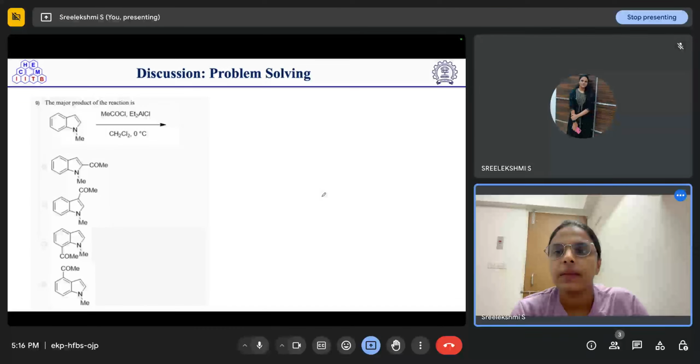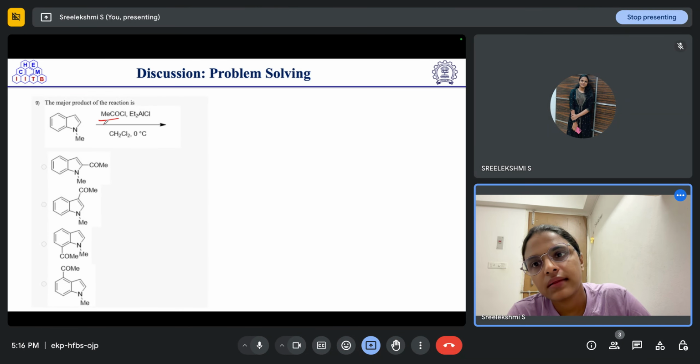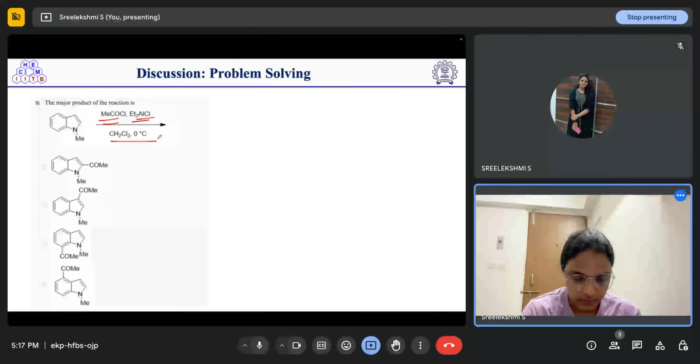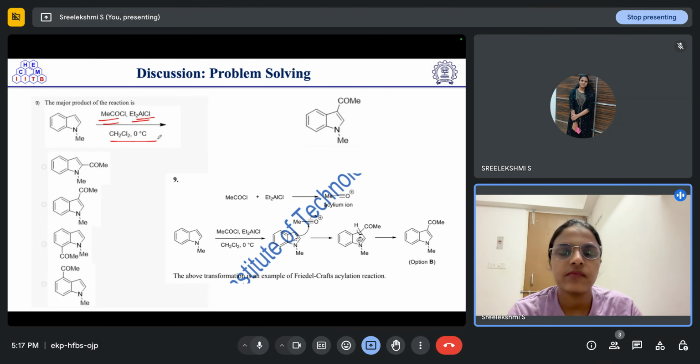Moving to the next question, the major product of the reaction, this particular methyl indole derivative on treatment with this acid chloride and this diethyl aluminum chloride in DCM at 0 degrees Celsius, which will be the major product out of these options. Okay, so this is also an example for Friedel-Crafts acylation reaction.